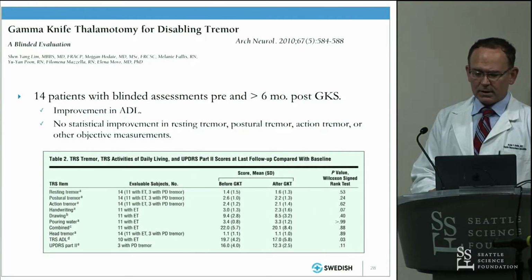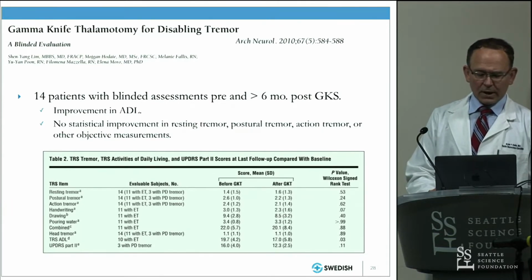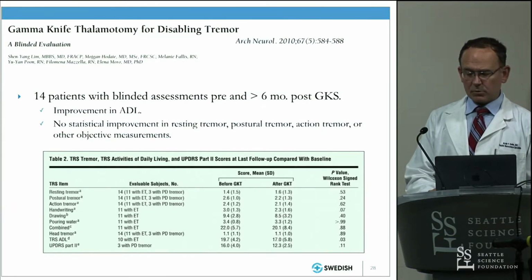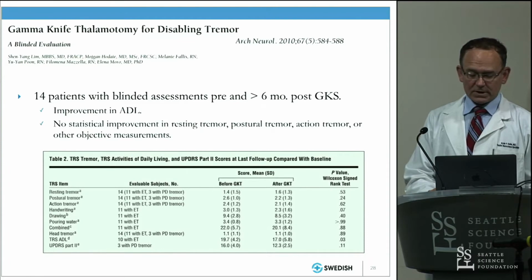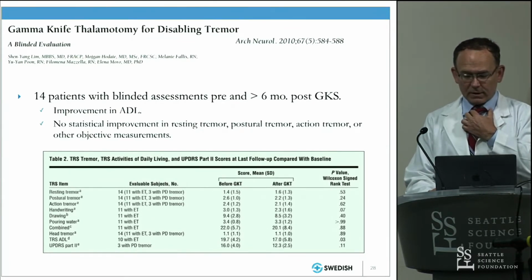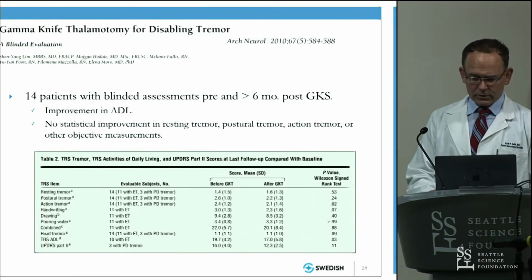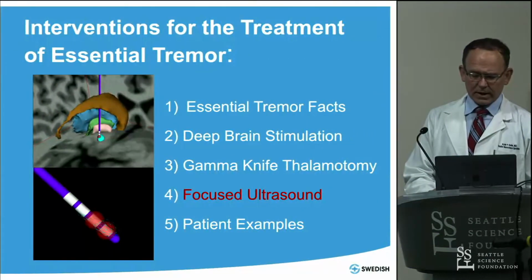There's another study done in 2010 with the Toronto group, and they did 14 patients with blinded assessments pre and post Gamma Knife and showed that there's actually no statistical improvement in resting tremor, postural tremor, action tremor, or anything other than ADLs. There wasn't a statistically valid improvement in ADLs, but that was it. So the literature is kind of all over the place when it comes to Gamma Knife.